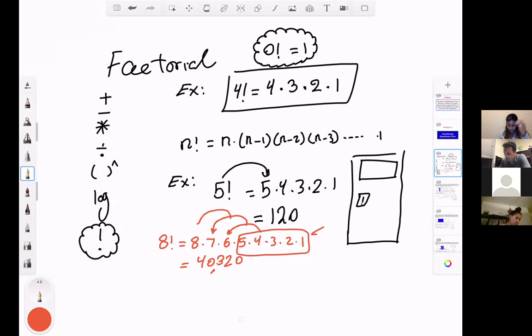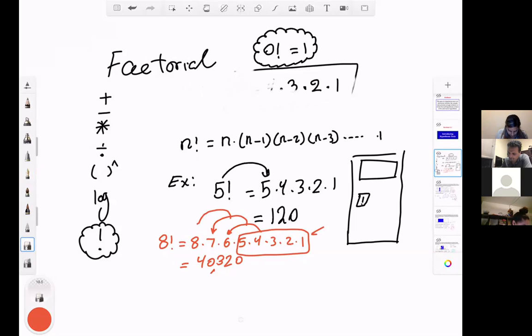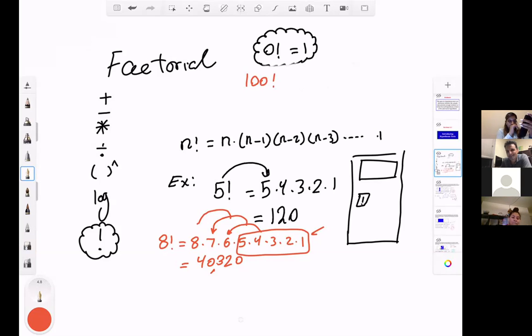All right, so let's have another question for you guys. What is 100 factorial divided by 99 factorial?